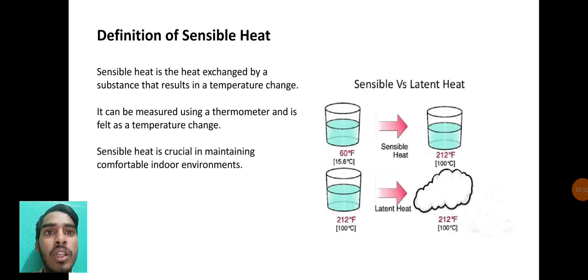Definition of sensible heat. Sensible heat is the heat exchanged by a substance that results in a temperature change. It can be measured using a thermometer and is felt as a temperature change. Sensible heat is crucial in maintaining comfortable indoor environments. Sensible versus latent heat: 60 degrees Fahrenheit to 212 degrees Fahrenheit is sensible heat. Second one, at 212 degrees Fahrenheit it is latent heat.